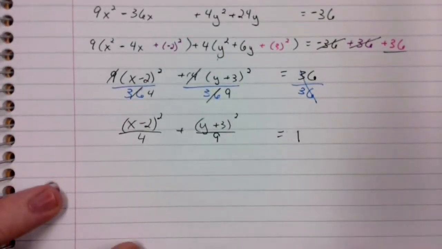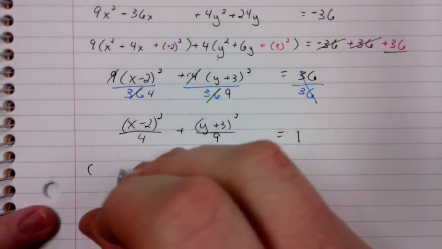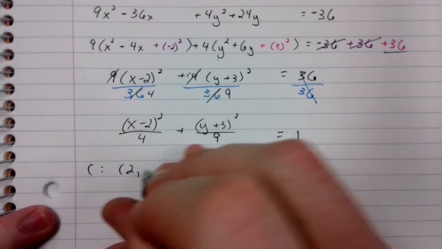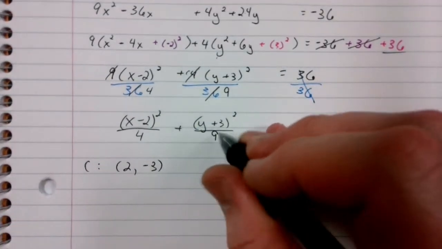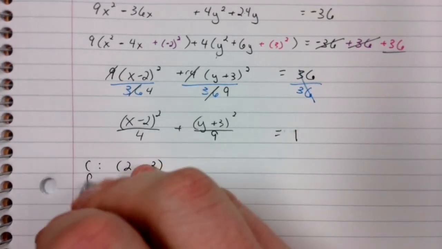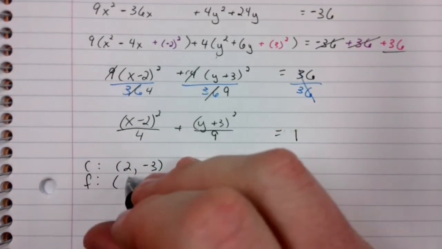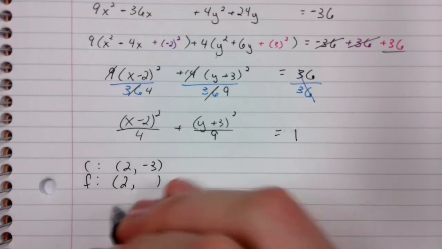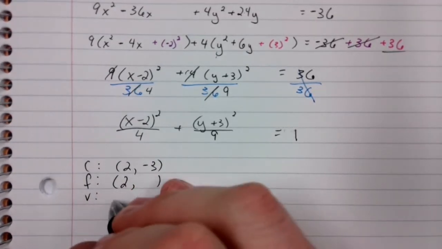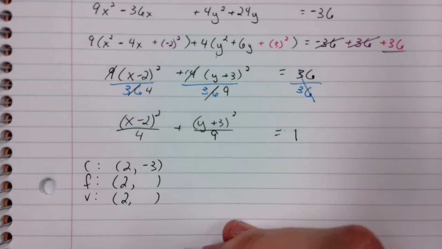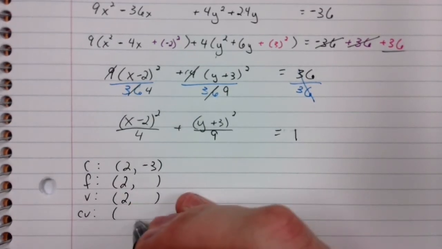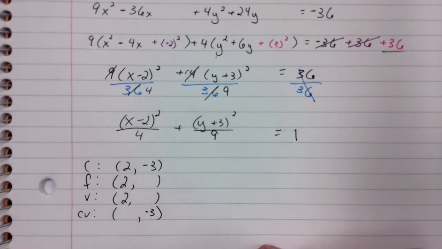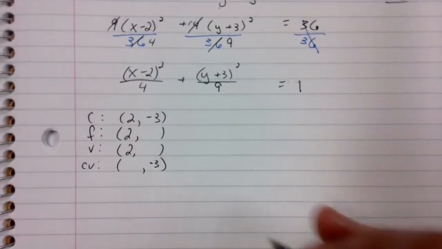Now I should be able to quickly identify the center, which is going to be the point 2, negative 3. Okay. I can see here that this is vertical. So because it's vertical, I know that the 2 is going to remain constant to start. Right, this is a little bit different than the last one we saw. And then here, when I get to the co-vertices, the negative 3 will be constant. Okay, so just fill that in.